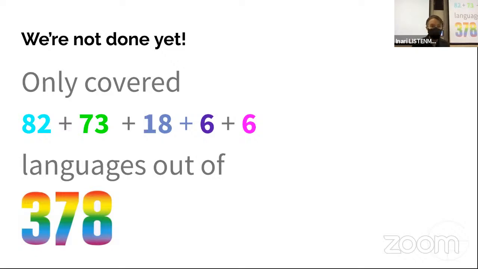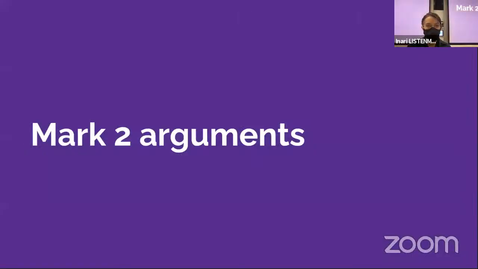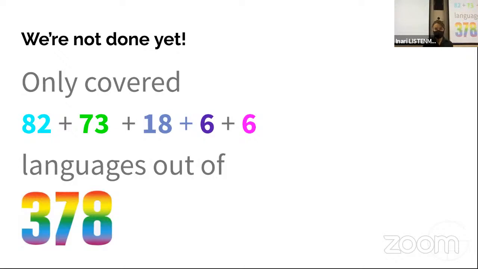These options here cover only 185 languages. So we still have more than half left, just of this WALS sample. Before I talk about marking two arguments, do we have any questions about what we've seen so far?